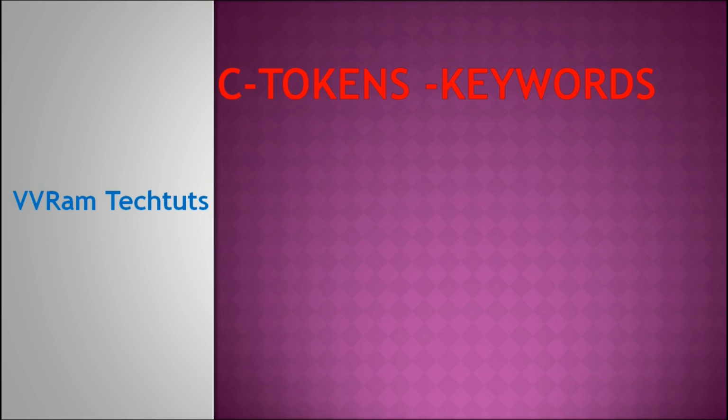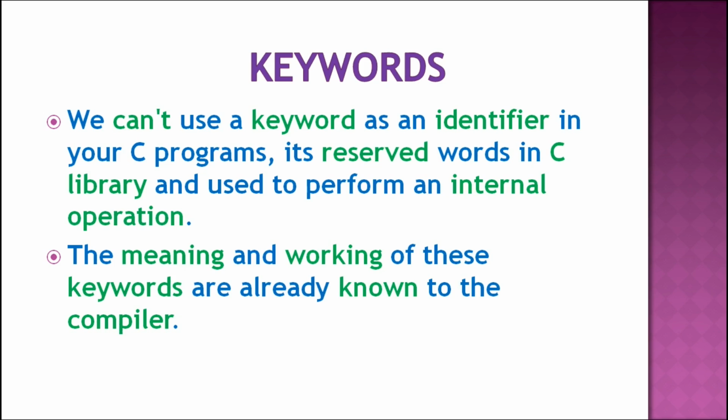In this video, we will learn C tokens: keywords. Keywords we cannot use as identifiers in our C programs. They are reserved words in the C library and used to perform internal operations. The meaning and the working of these keywords are already known to the compiler.